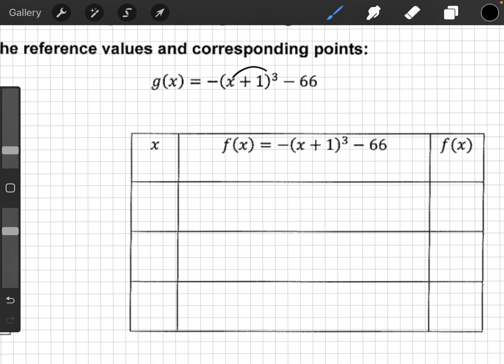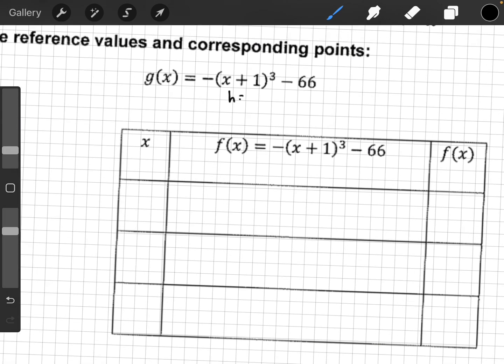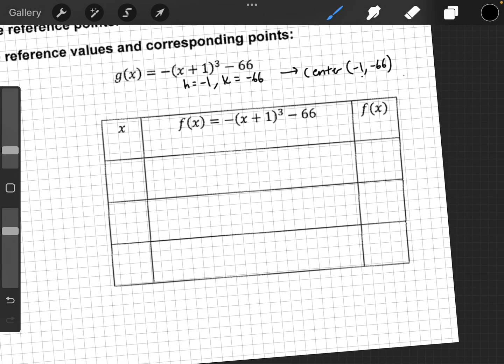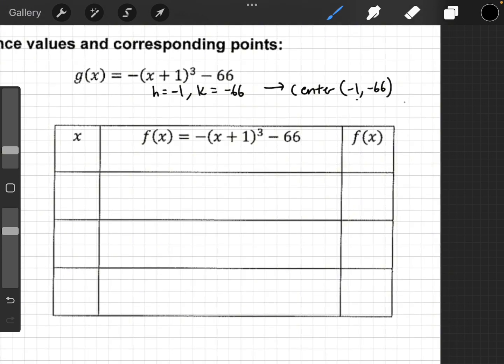So here to identify our center, we see our h value here. So h is equal to -1, and our k value here, k is equal to -66. So this way, our center is equal to -1, -66. So we'll start our center here in this middle row. X is -1, and f of x is -66. So 1 to the left is -2, and 1 to the right is 0.